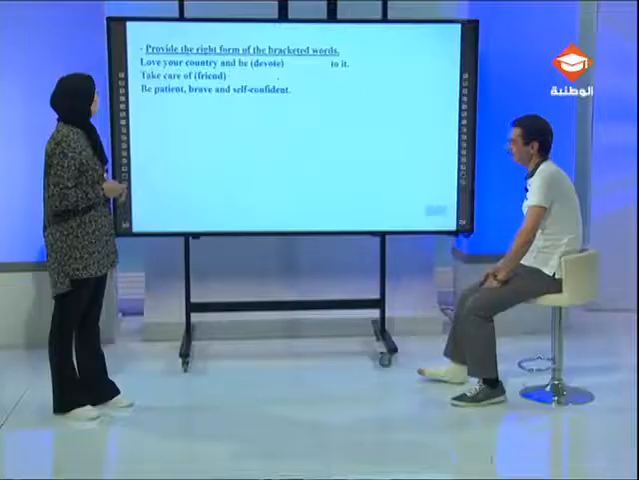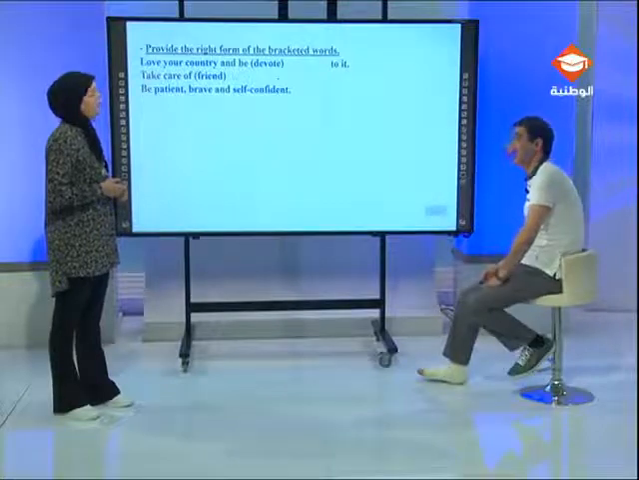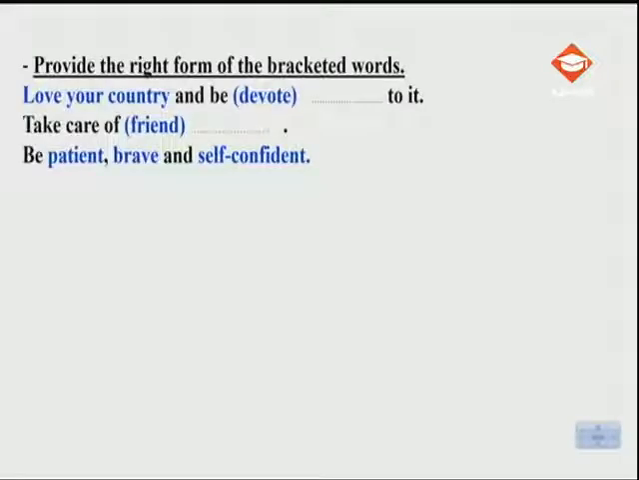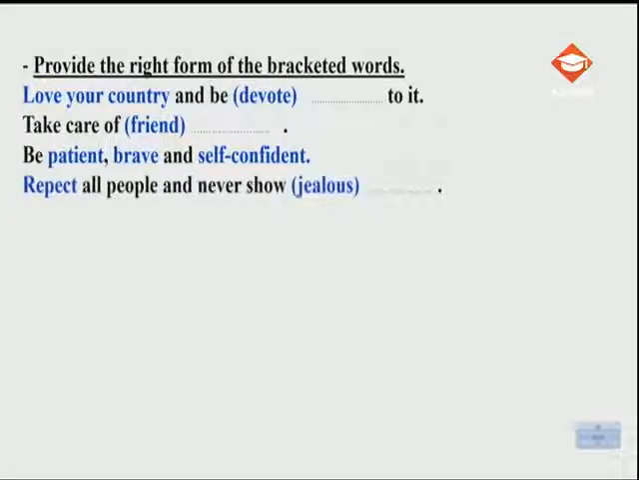Could you read the next one? Exactly. Be patient, brave, and self-confident. And I think you have these three qualities. Hope. What about the next one? Respect all people and never show jealousy. Jealousy, very good. And you mentioned a near equivalent to it a few minutes ago. Envy. Envy, exactly. Envious, the adjective.